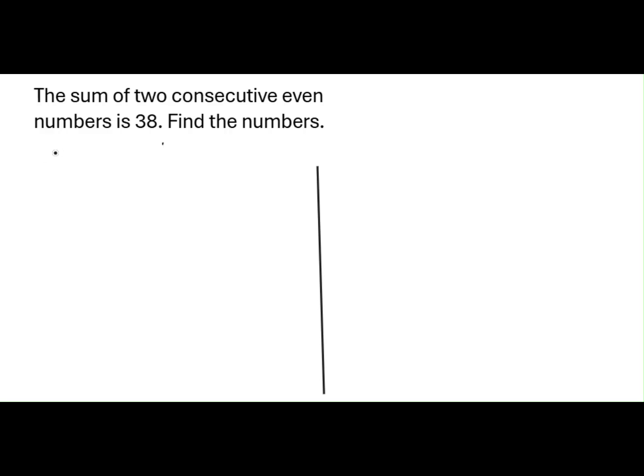Now here we have to find two numbers such that the sum of two consecutive even numbers is 38. Find the numbers. Now if we take consecutive even numbers, they are supposed to be 4, 6, 8. So here what are we doing? Every time we are adding plus 2 to every number. So this is just an example. If we have to find, go through this statement, we have two consecutive even numbers which are unknown. So if we take the first consecutive even number as x, the next consecutive even number will be x plus 2.